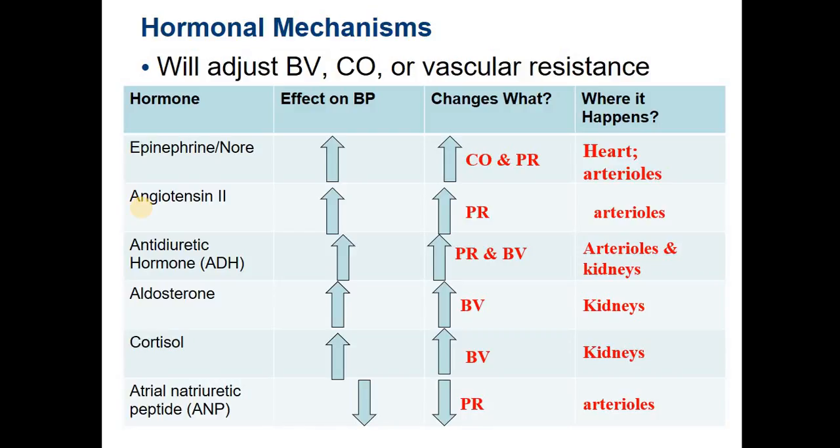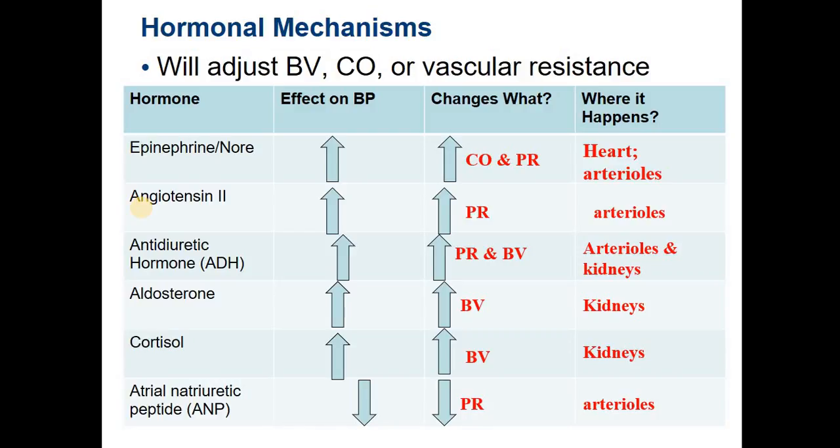So it will cause vasodilation by decreasing that resistance, and it works on the arterioles. So that's the only one you see. I put it in order to try to help give you a flow there. All of them work to increase blood pressure, except ANP, which works to decrease blood pressure.